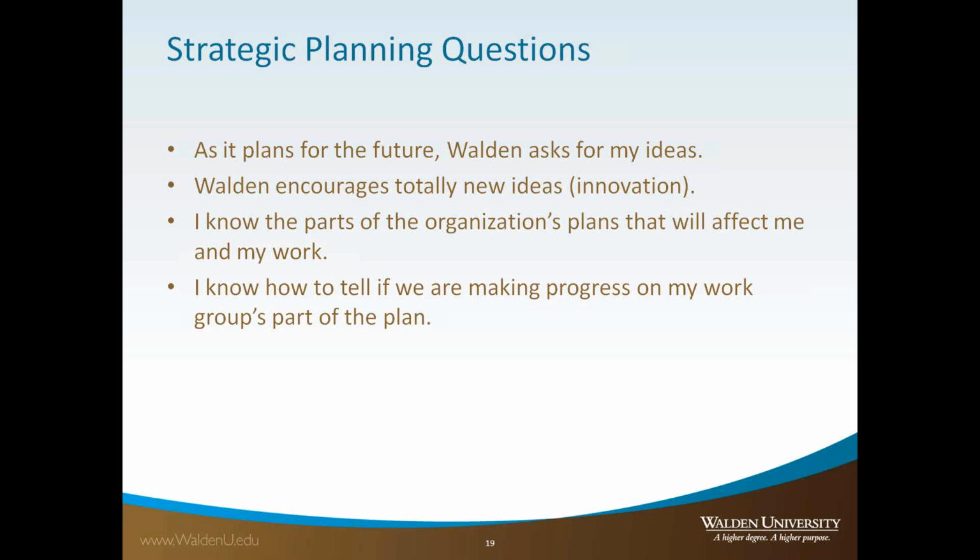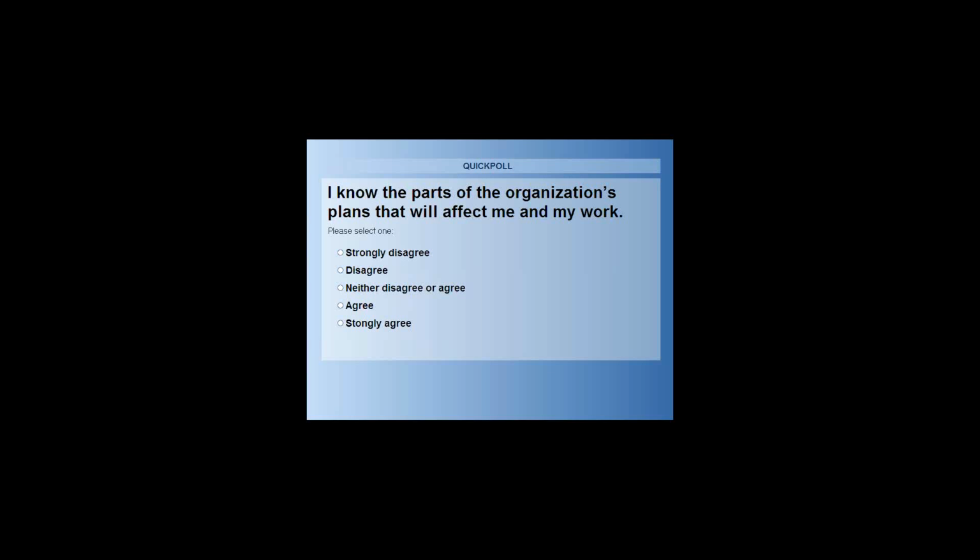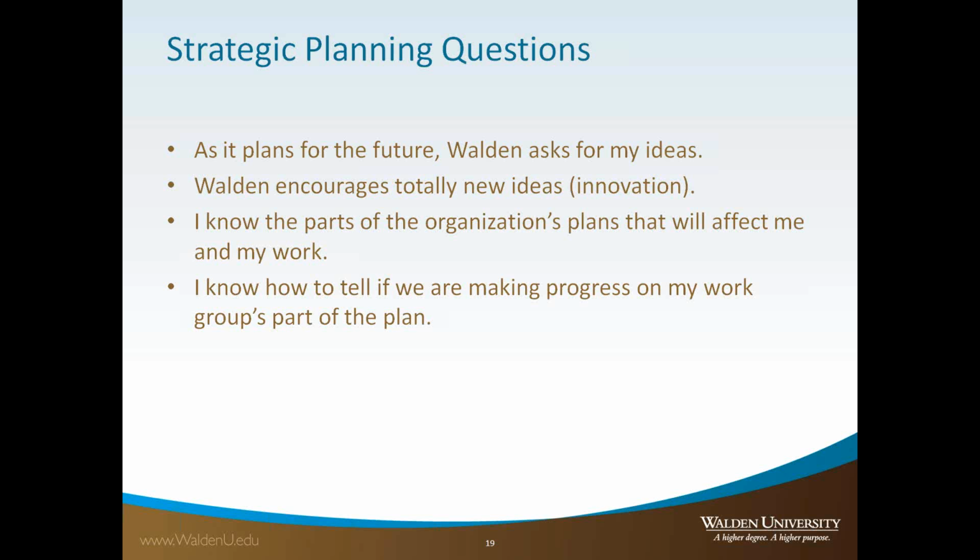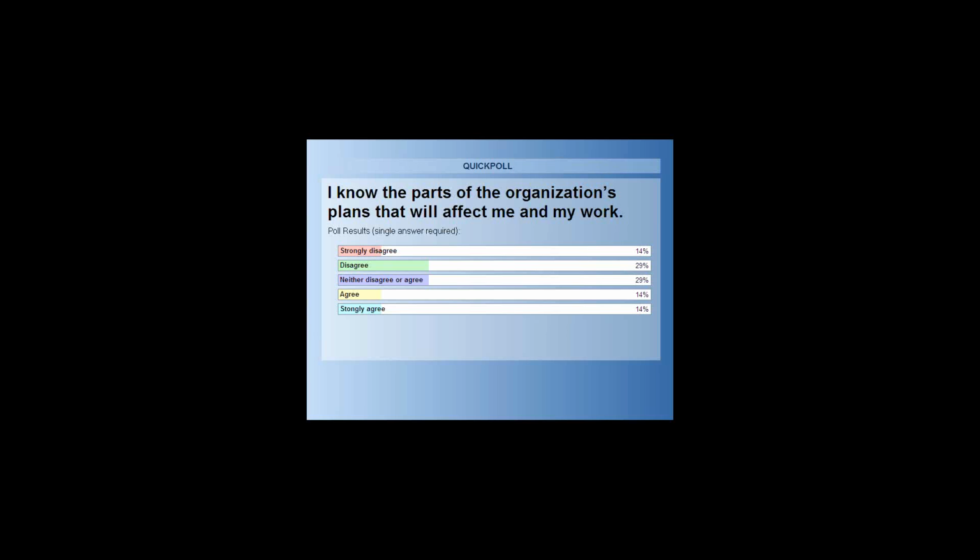The third poll question dealing with strategic planning is actually dealing with implementation. I know the parts of the organization's plans that affect me and my work. Okay, can we see the results of that one? And again, it's sort of a split here. Actually, we've got people in just about every category. Fairly high level of neutrality and a rather high level of disagreement. And I think this is difficult, again, in any large institution.